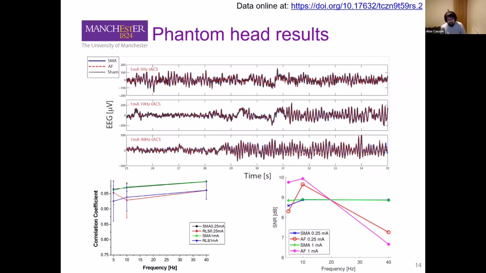And so these are the headline results. This is essentially some arbitrary EEG data stimulated at different frequencies, all at 1 milliamp, and looking at the input and the reconstructed data after artifact removal, using both SMA, so template subtraction, and the adaptive filter, and they're pretty good. We see a drop-off in performance at higher frequencies, and we'll see that pretty consistently.